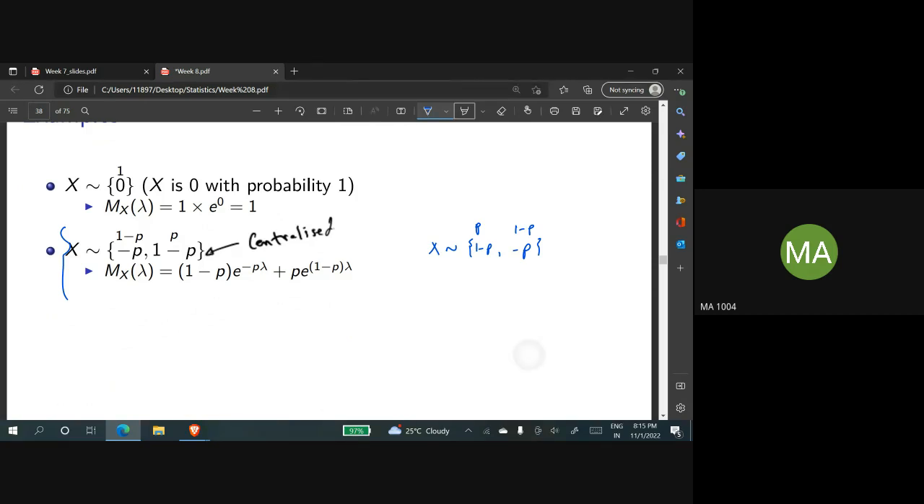Now, if you have to find M_X of lambda, what will you do? It is just the expected value of e to the power lambda X, correct? And this is the sum over e to the power lambda x into f_X of x. So you will get 1 minus p, whose probability is p, plus 1 minus p times e to the power lambda times minus p. Yes, minus of p. So given a distribution, you can easily find the moment generating function.